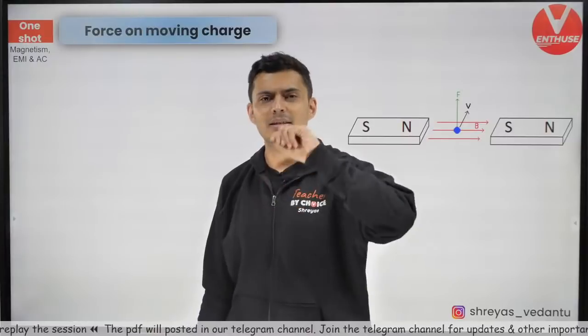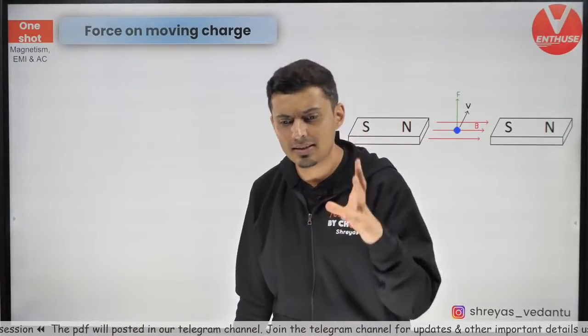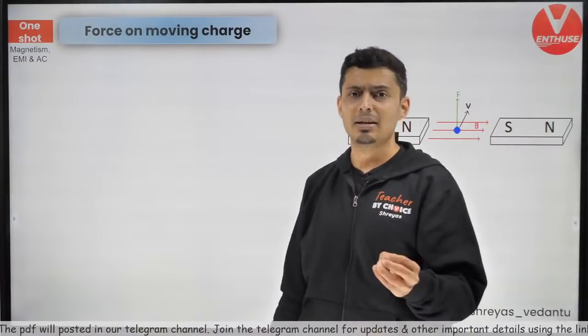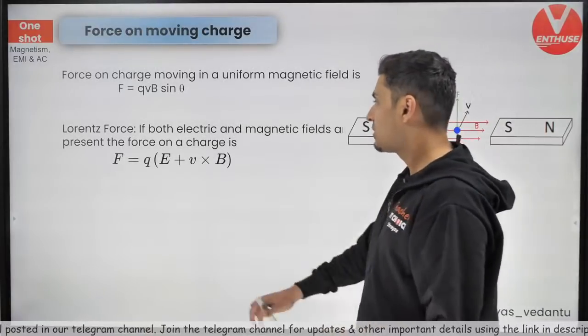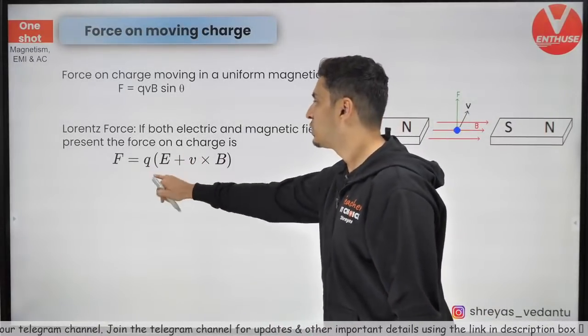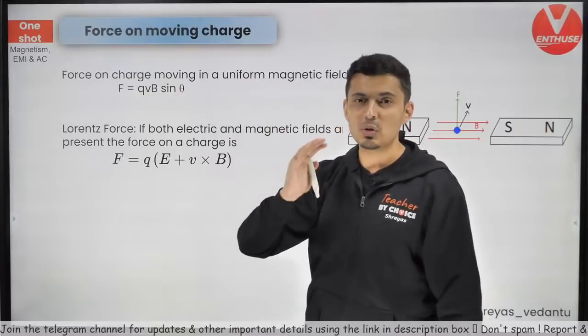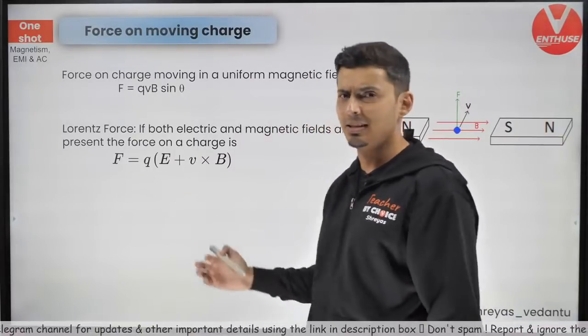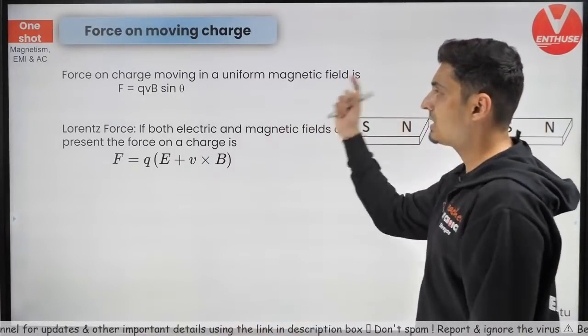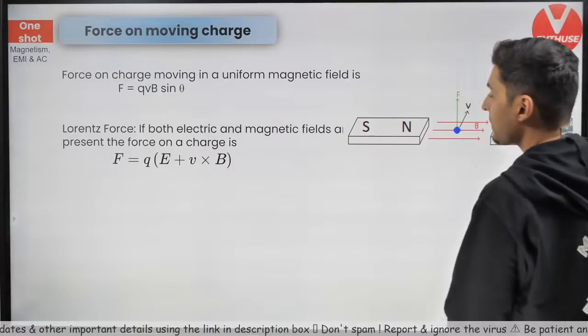And if there is an electric field also, there is the electric field's force and the magnetic field's force together. So that will be QE plus QV cross B. Otherwise, the force due to the magnetic field is QV cross B or QVB sine theta. V is the speed, Q is the charge, B is the magnetic field.